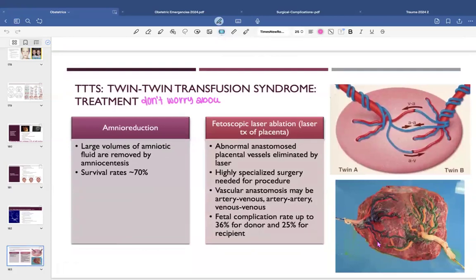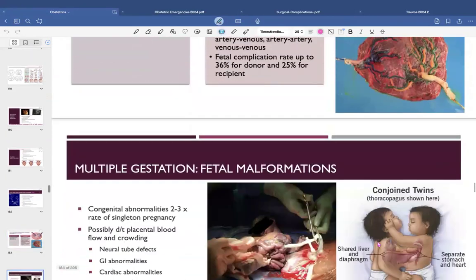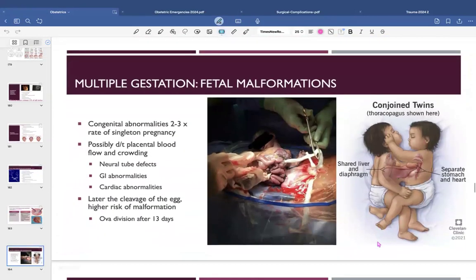Fetal malformations, congenital abnormalities are 2 to 3 times the rate of a single gestation, a single pregnancy. It could be due to placental blood flow and crowding, which can contribute to certain anomalies. Neural tube defects, GI abnormalities or cardiac issues.